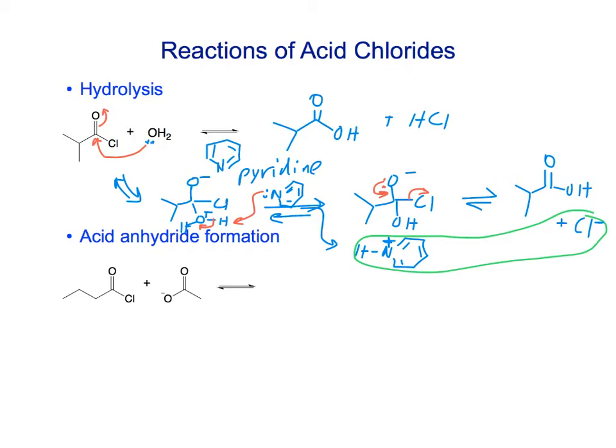Acid chlorides are very reactive. So going down in reactivity, we can also react the acid chloride with a carboxylate anion. This mechanism is even a little easier when we have a nucleophile that has a minus charge on it. I'll go ahead and draw it across, and I'll go down this way. Again, we go to a tetrahedral intermediate.